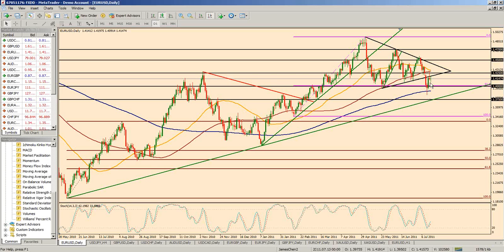This is a daily chart of euro-dollar. It popped back up to hit resistance up here at 142.50 or 142.80, which is right near the 100-period simple moving average.